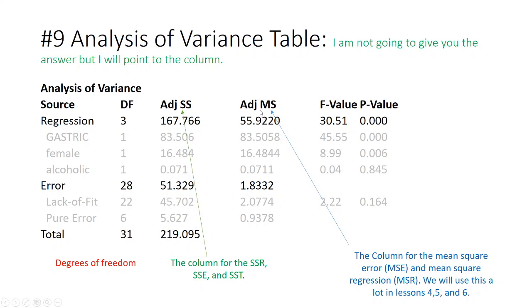But for the adjusted mean squared, you take this column, 167.76, and divide it by 3. That will give you your mean squared, whatever that is. Same sort of thing here, 51.329 divided by 28 will give you the 1.832. So this will be the column for the mean squared regression and the mean squared error. And we're going to use this a lot in lessons 4, 5, and 6, so make sure that you have that. So that's what we have here for the homework.